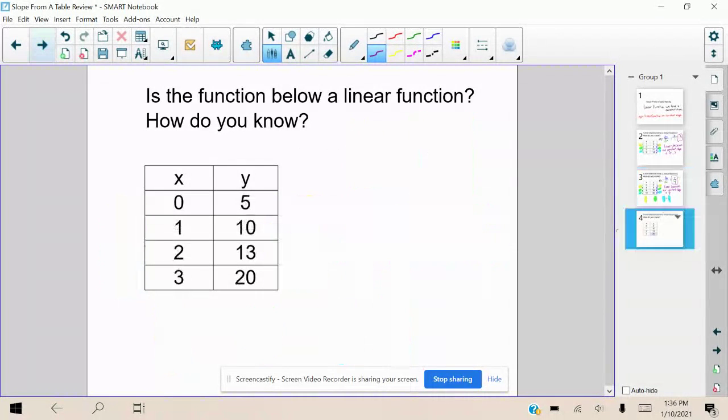Awesome. Let's go through one more example. So again, it's the same question proposed. Is the function below a linear function, and how do you know? So we're going to go back to calculating our slope. So our slope is equal again to our change in y over our change in x. So let's see if we can calculate these changes in y's. Well, I'm going to have 3 changes, so let's put them down below.